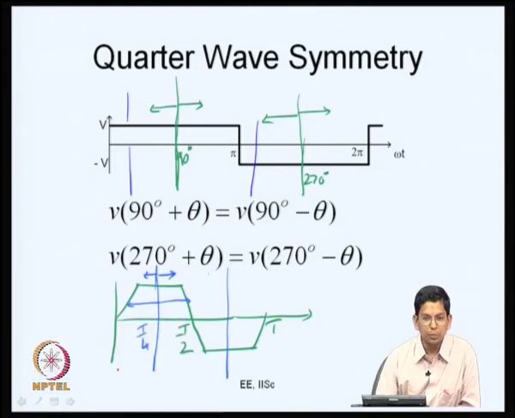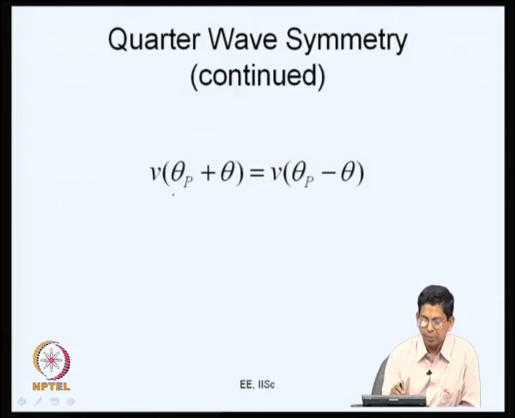Where is the fundamental component lying? So, the fundamental component is something like this. What we are calling 90 degrees here and 270 degrees here are nothing but the instants at which the fundamental component is at its peak. Now, let us say theta p is the instant at which the fundamental component is at its peak.